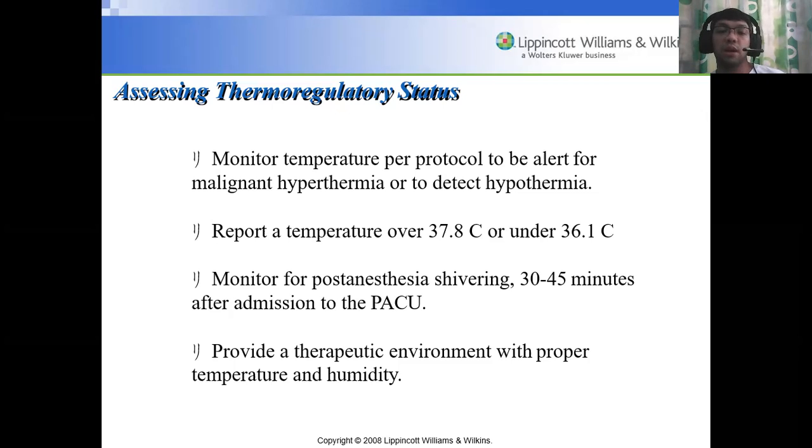That's what we do. Once we see a patient in the PACU who is shivering, we increase the temperature of the room, since the room is air conditioned, in order for them not to feel cold, and offer them a blanket.